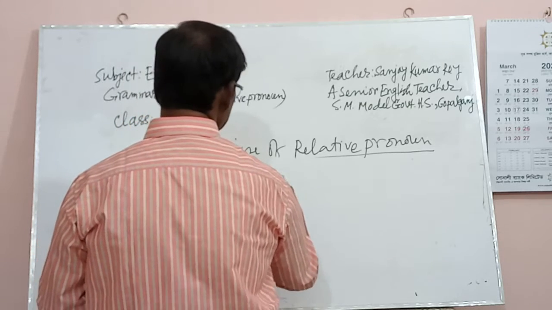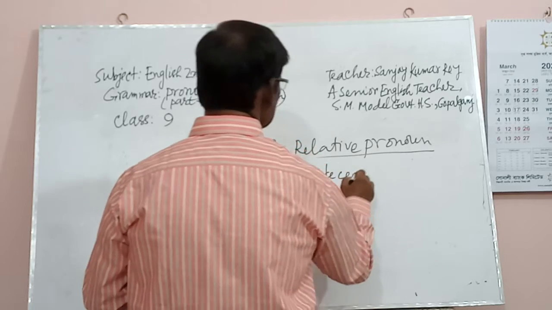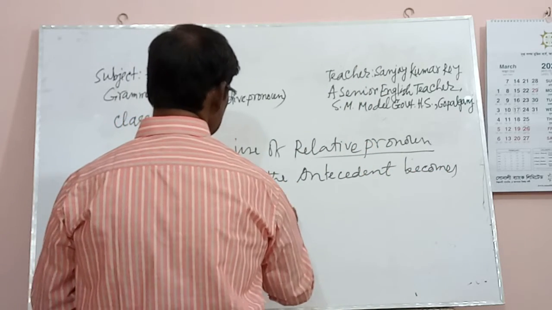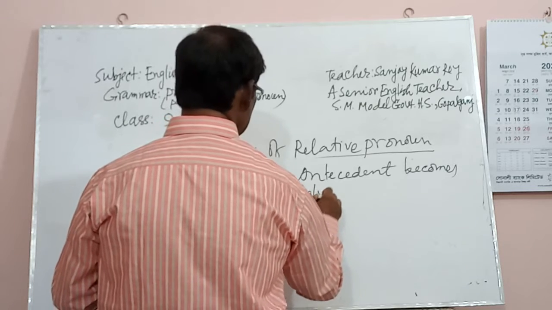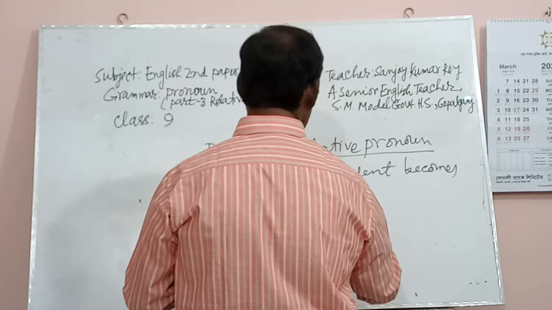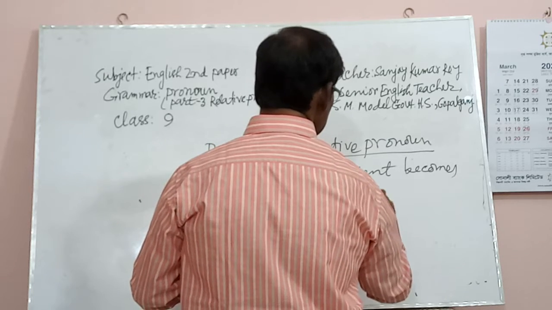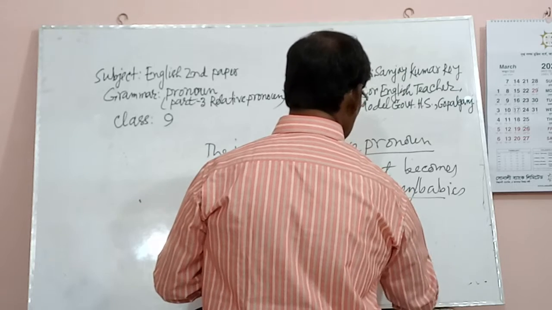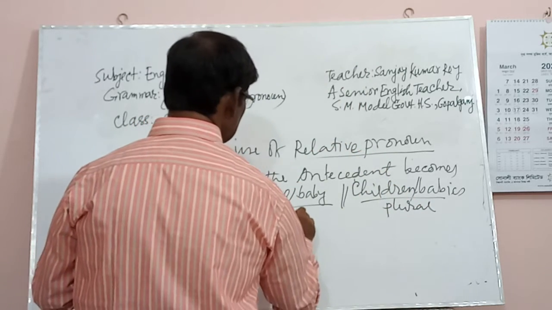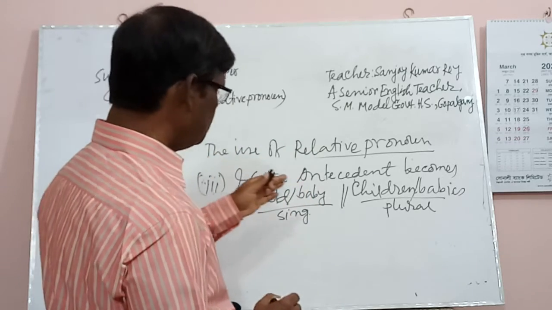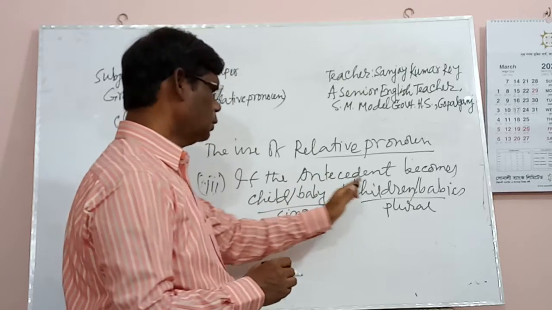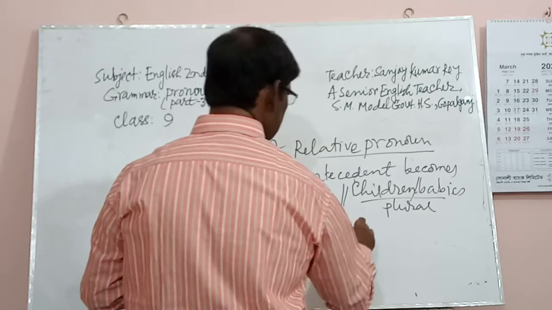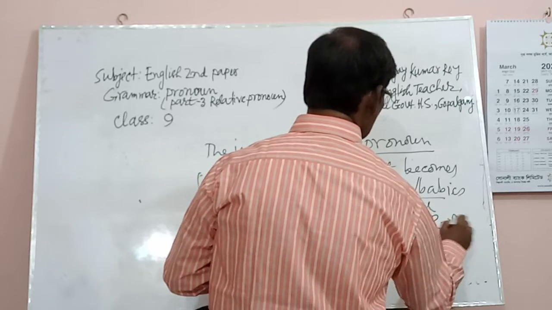If the antecedent is a child or baby, singular, or children, babies, plural, who is used as the relative pronoun.